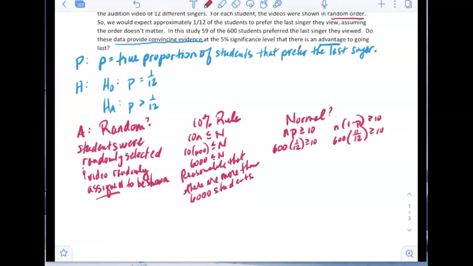All right. So if I do this one, I'll get 600/12. That is 50. We're okay here. And that means this side should be 550. And we are okay there. So we can assume our distribution is approximately normal.